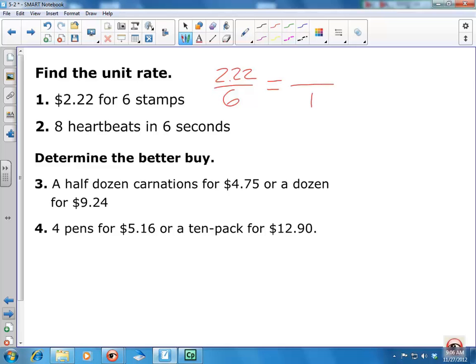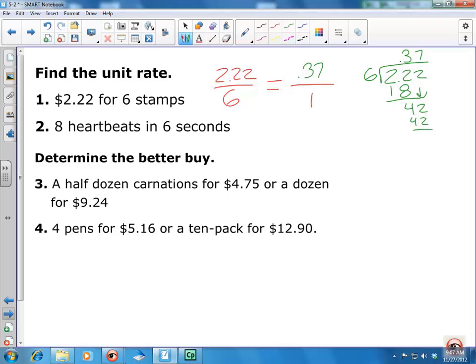Well, when we divide $2.22 divided by 6, what do we get? That would give us 3, which would give us 18, leftover of 4. All right, so that would give us 37 cents is how much one stamp costs.